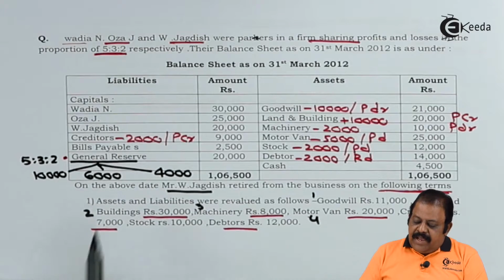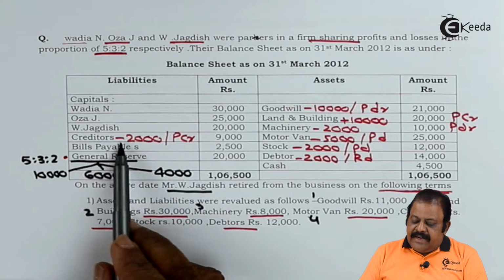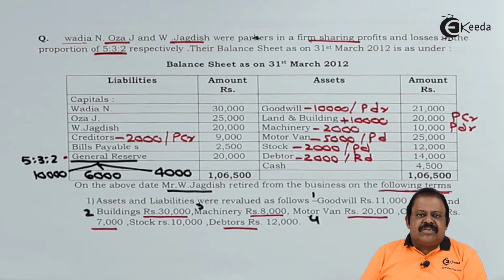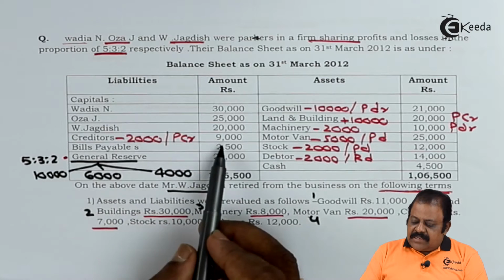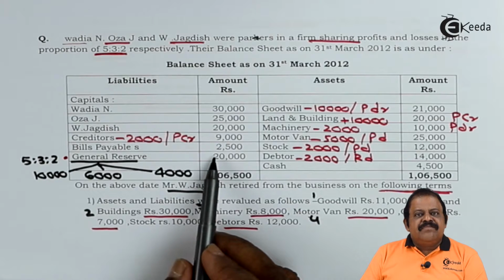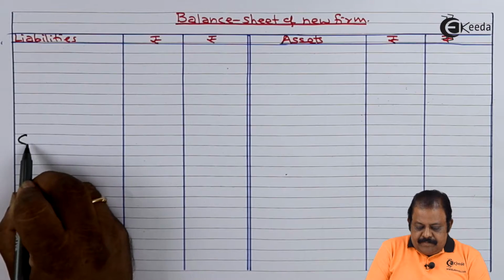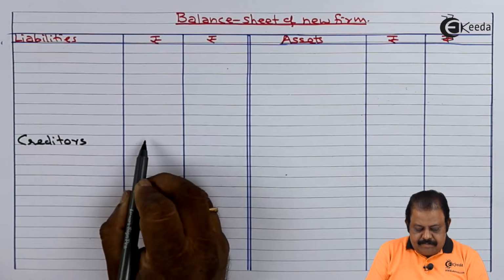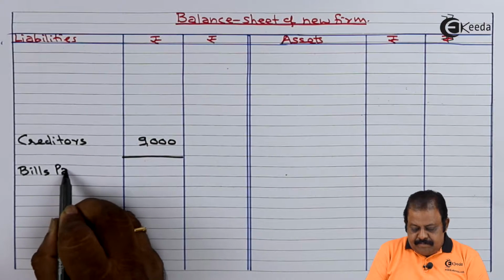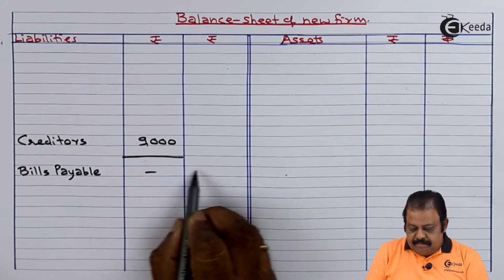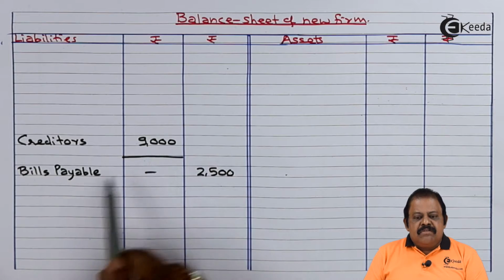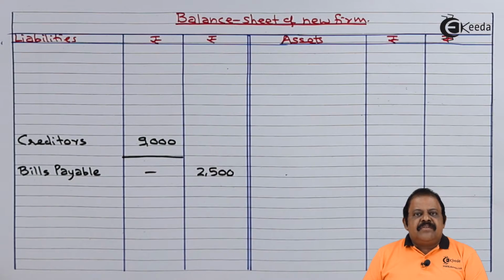On liability side, we have bills payable and creditors. Creditors and bills payable will be transferred to new balance sheet on liability side. On creditor, there is an adjustment. It will be recorded in inner column. Bills payable, there is no adjustment. It will be recorded in outer column. Balance sheet liability side, creditors 9,000, bills payable 2,500.